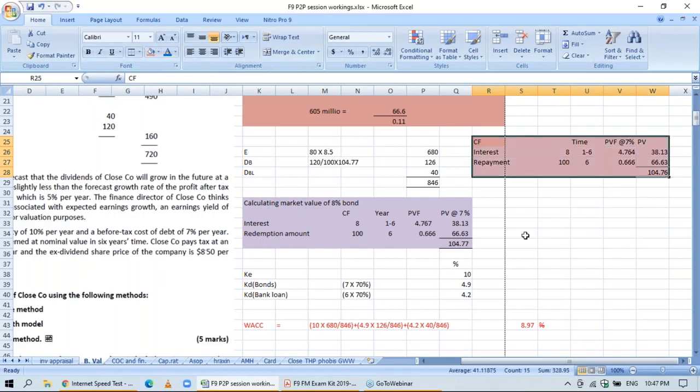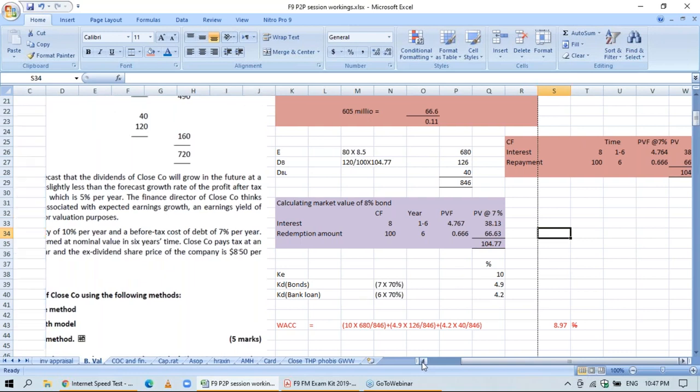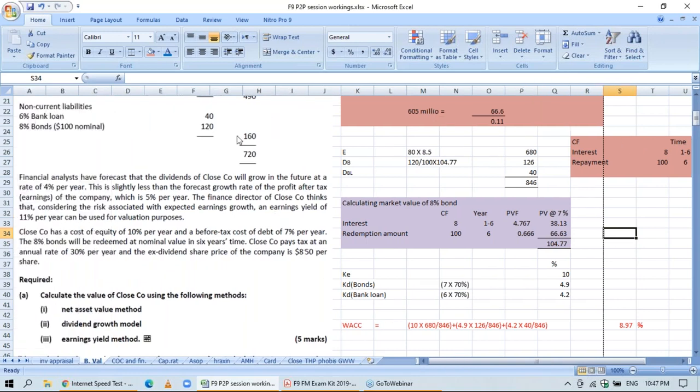Okay, did you get it? So it's simple. How will you calculate the value of a bond? If a company issues a loan note, a bond in the market, its value is the present value of all the interest over its life and the repayment amount's present value at the cost of debt. The cost of debt was given in the question. Cost of debt 7%.